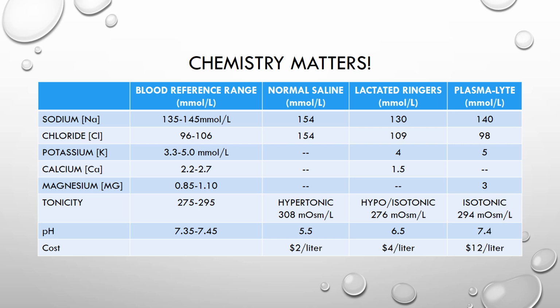It is basically blood serum. So why don't we use this in EMS? Normal saline's about $1 a liter. LR is about $1.50 to $2 a liter. Plasma-Lyte's $12 a liter. We would go broke just using fluids.